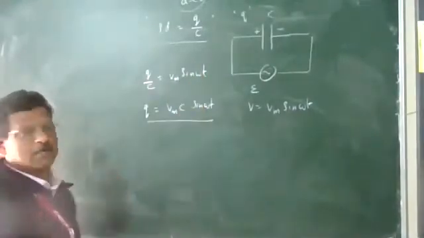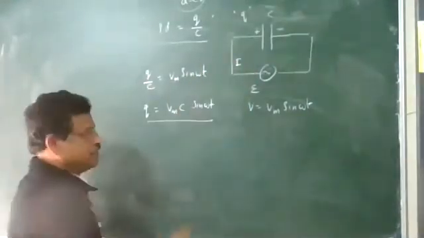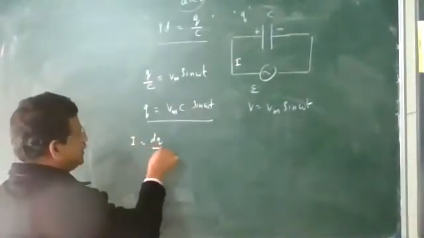How to find the current at any time? What is the current at any time? I is equal to dq by dt, differentiating with respect to time.